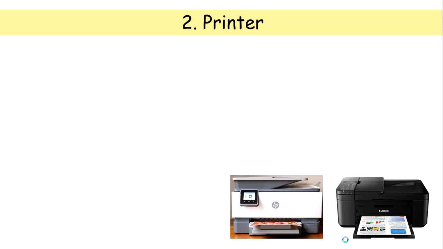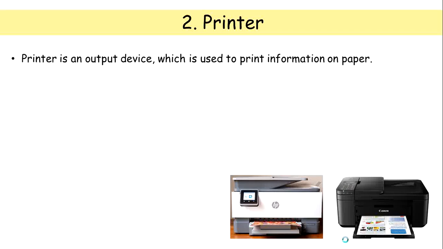The second output device is the printer. A printer is an output device which is used to print information on paper. There is a concept of hard copy and soft copy. When we see the output on the monitor, it is called soft copy, and when we preserve it on paper for later use, then it is called hard copy.